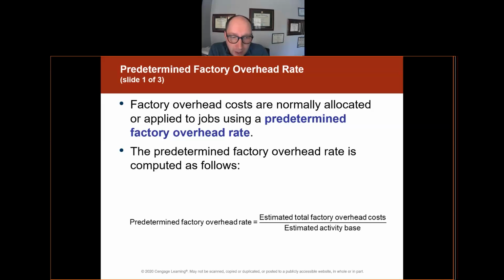Factory overhead rate can be a straight line rate. You remember straight line from depreciation, Accounting 201. But we can apply what we call a single plant-wide factory overhead rate. There are other methods, but that's one of them, and we'll talk about that one now. The predetermined factory overhead rate is calculated by taking the estimated total factory overhead cost divided by the estimated activity base.